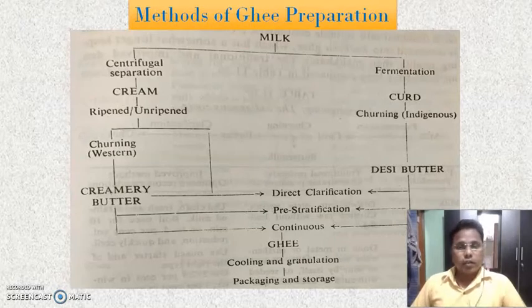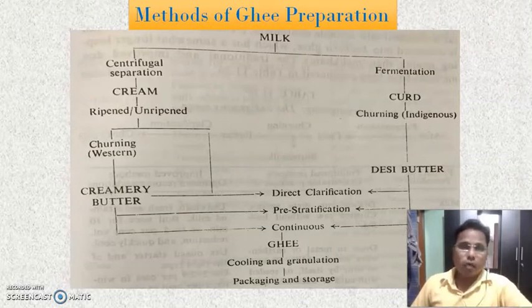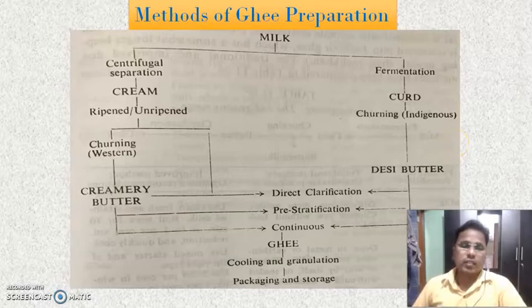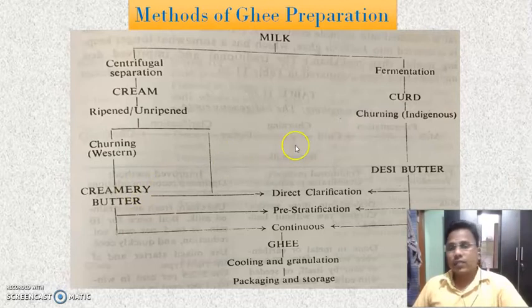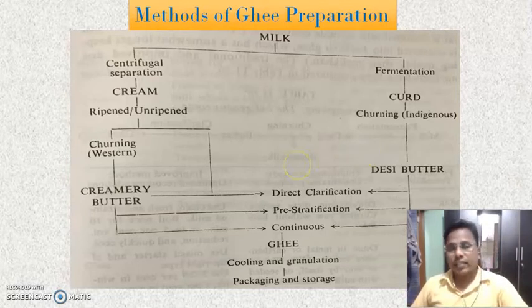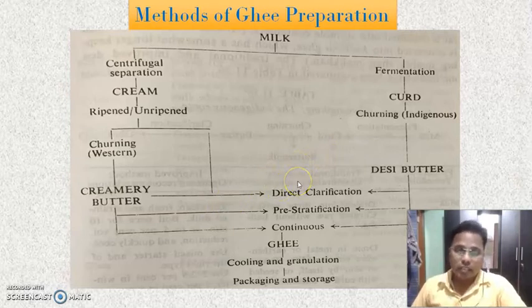We have seen in detail the flow diagram given here in this slide, that is, the methods of ghee preparation. In this slide we have already discussed the various methods used for the preparation of ghee, that is the creamery butter method, then the desi butter method, how ghee is prepared by the desi method, then the direct clarification method, pre-stratification method, and continuous method. After all these methods, the final product that we get is ghee.